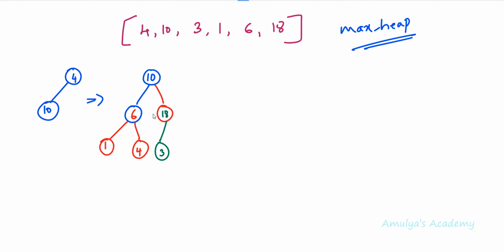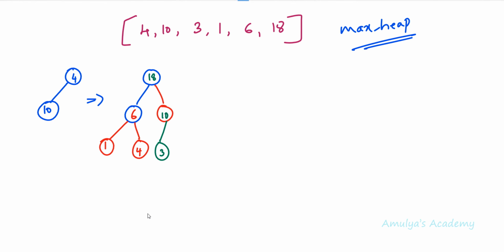Now again I need to check whether this node is violating the heap property. 18 and 10, yes, because the parent node's key is less than the child node's key. So we need to swap that. Here 18 and 10. 18 will come here and now 10. We don't have any other node to add and we are done. So we'll get this binary heap. And here you can see this is a max heap and it is following the max heap property.